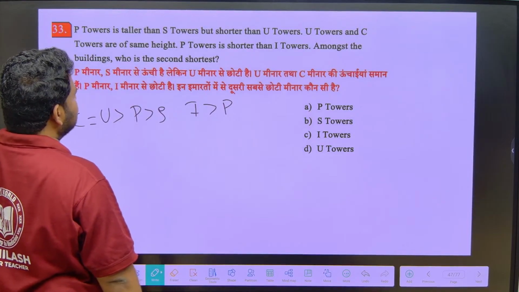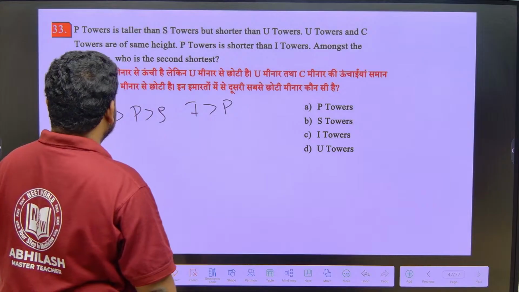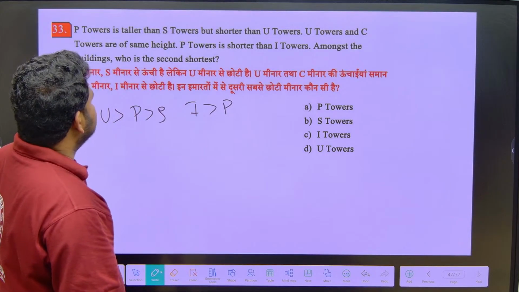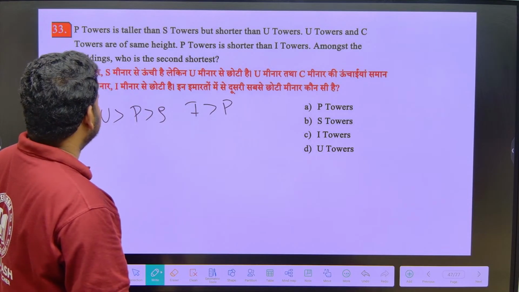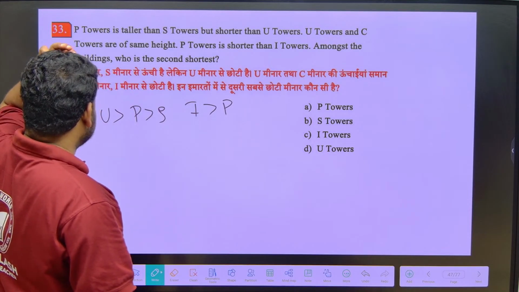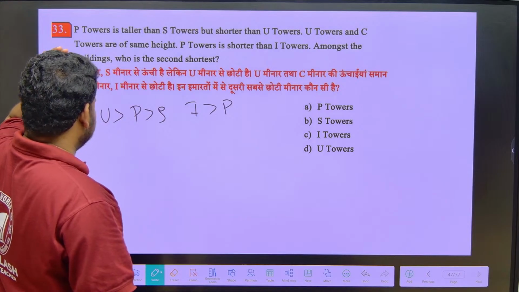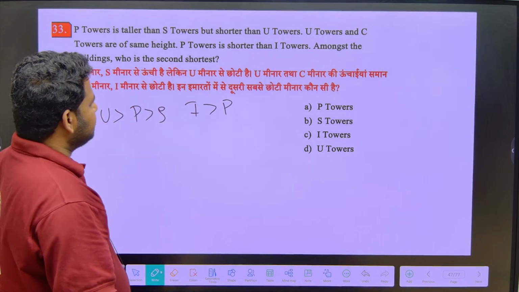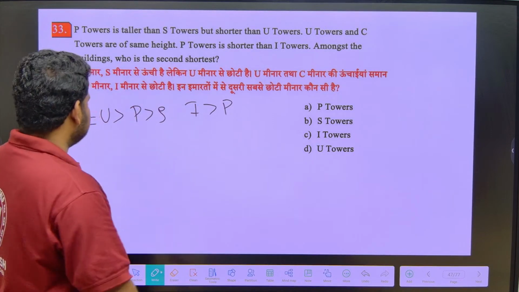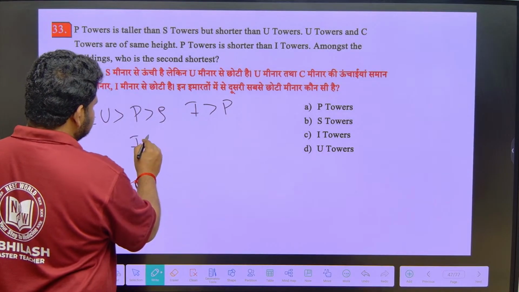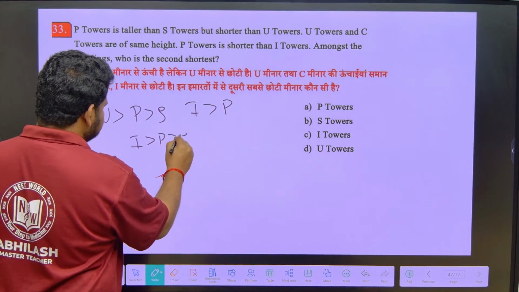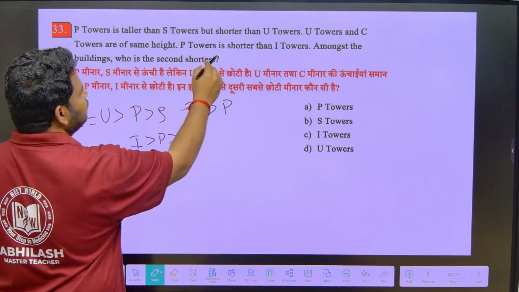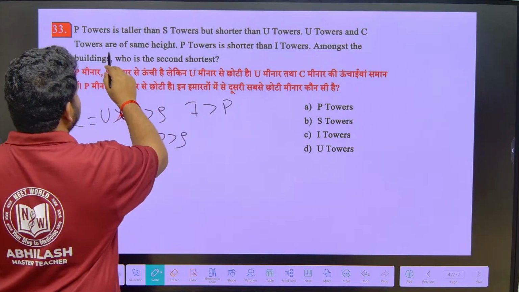Amongst the buildings, who is the second shortest? They are asking. P is shorter than I tower. P tower is taller than S tower, but shorter than U tower. U tower and C tower are of the same height. So that means I will be greater than P, P will be greater than S, and U and C tower are the same height.